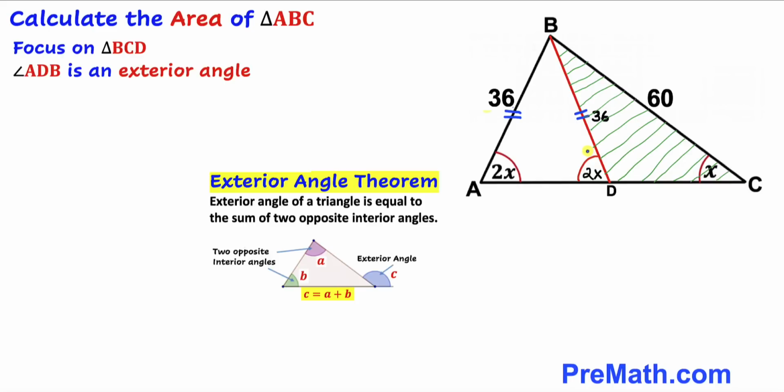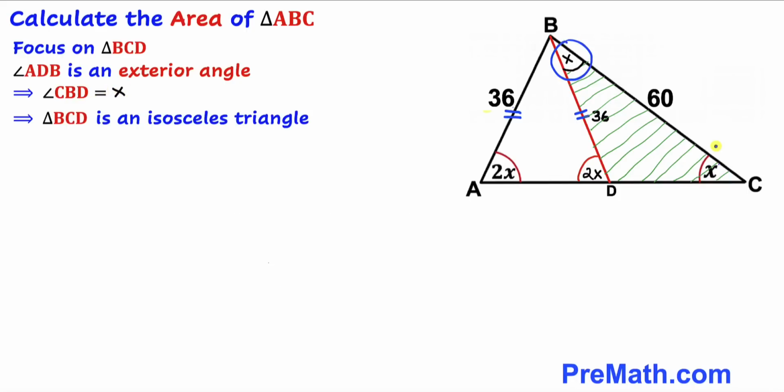Therefore, in our case, this angle ADB is an exterior angle, and this is going to be the sum of these two opposite interior angles. If this angle is x, this has got to be x, such that if we add them, we are going to get 2x. So therefore, this angle CBD turns out to be x. Now we can see that these two angles are congruent. So therefore, this triangle BCD is an isosceles triangle.